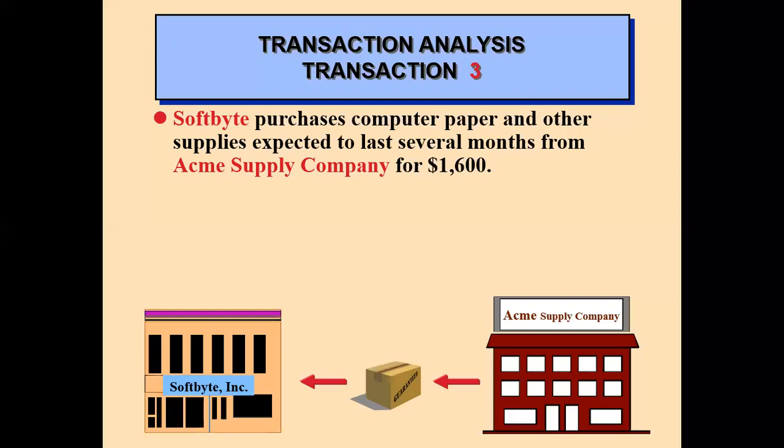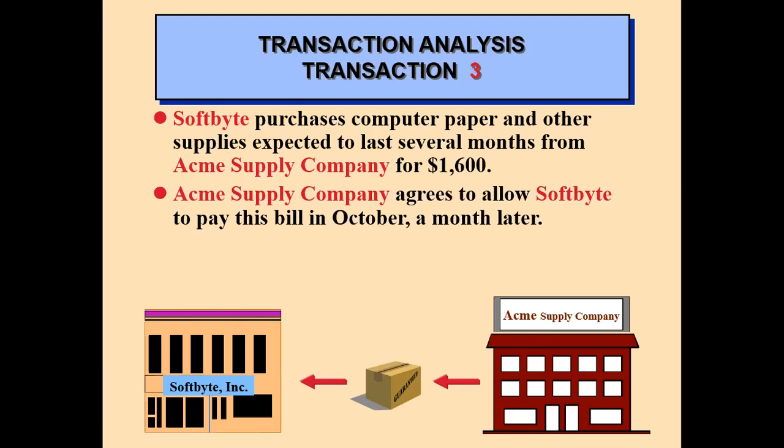They said, purchase computer paper and other supplies expected to last for several months from Acme Supply Company for 1,600. So supplies will increase, right? And they also say that Acme Supply Company agreed to allow ShopBite to pay the bills in October, a month later. That means it is purchased on due.